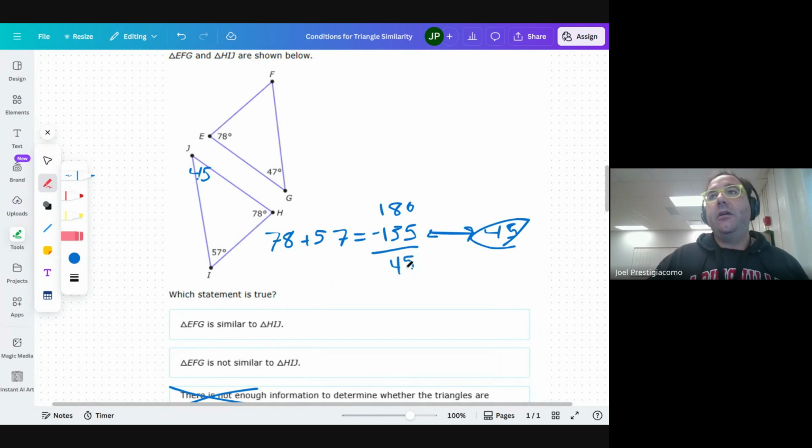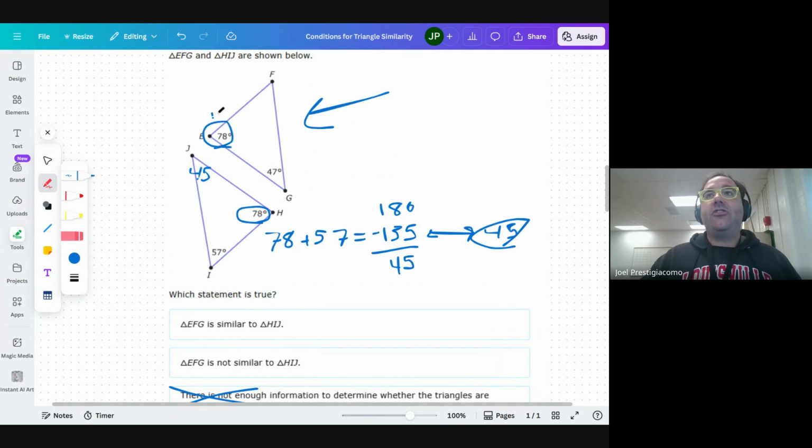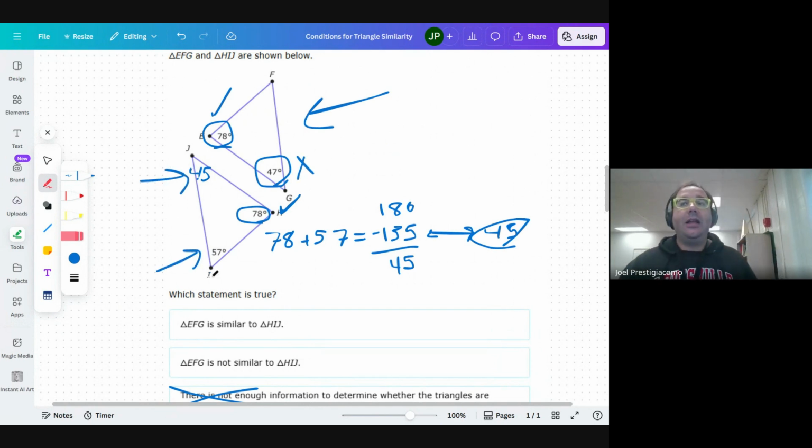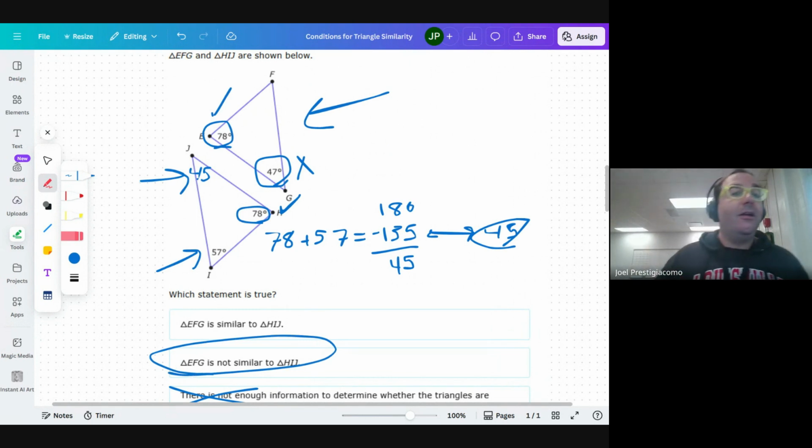So that's 45. When I look up here at this triangle at the top, I see I have a 78-degree angle, right? That's a check. But the other angle it provides is 47, right? That is not present in the other triangle, right? So this is a big no, right? 47 is not 45, 47 is not 57, right? So they can't possibly have all three of the angles the same because I've proven that one of the triangles doesn't have a 47-degree angle. So if it doesn't have it, it doesn't have it.